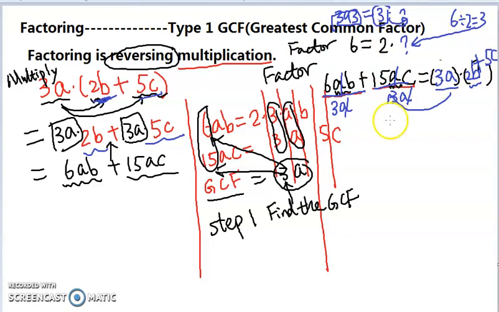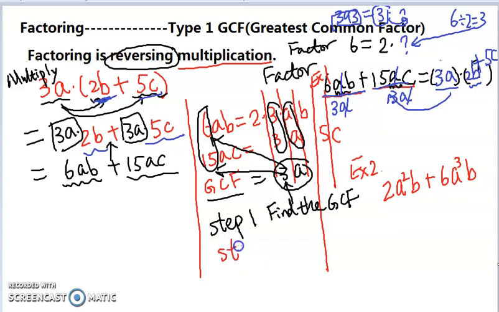Alright, so let's look at another example. This would be example 1, now example 2. We would put more variables and exponents in here. So let's say we have 2a squared b plus 6a cubed b.